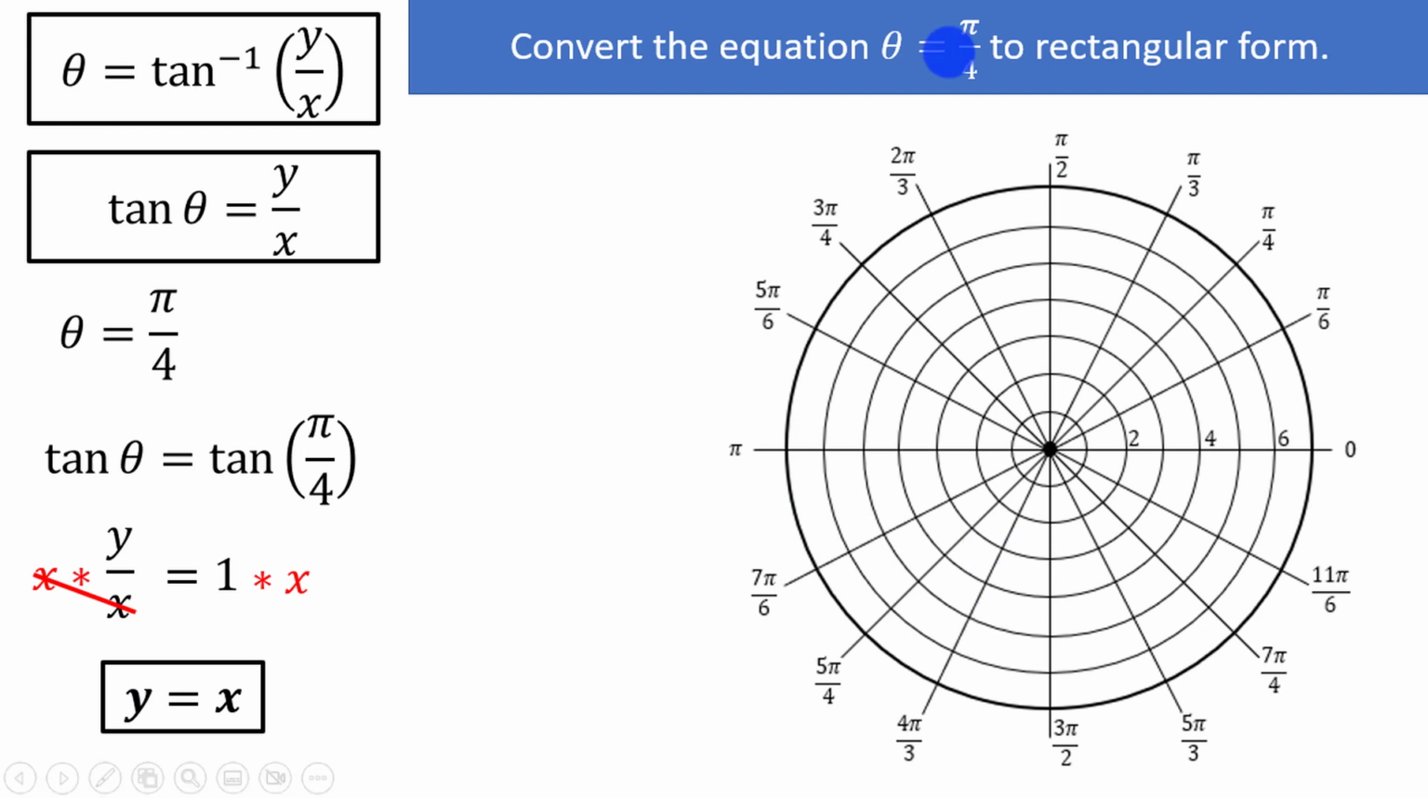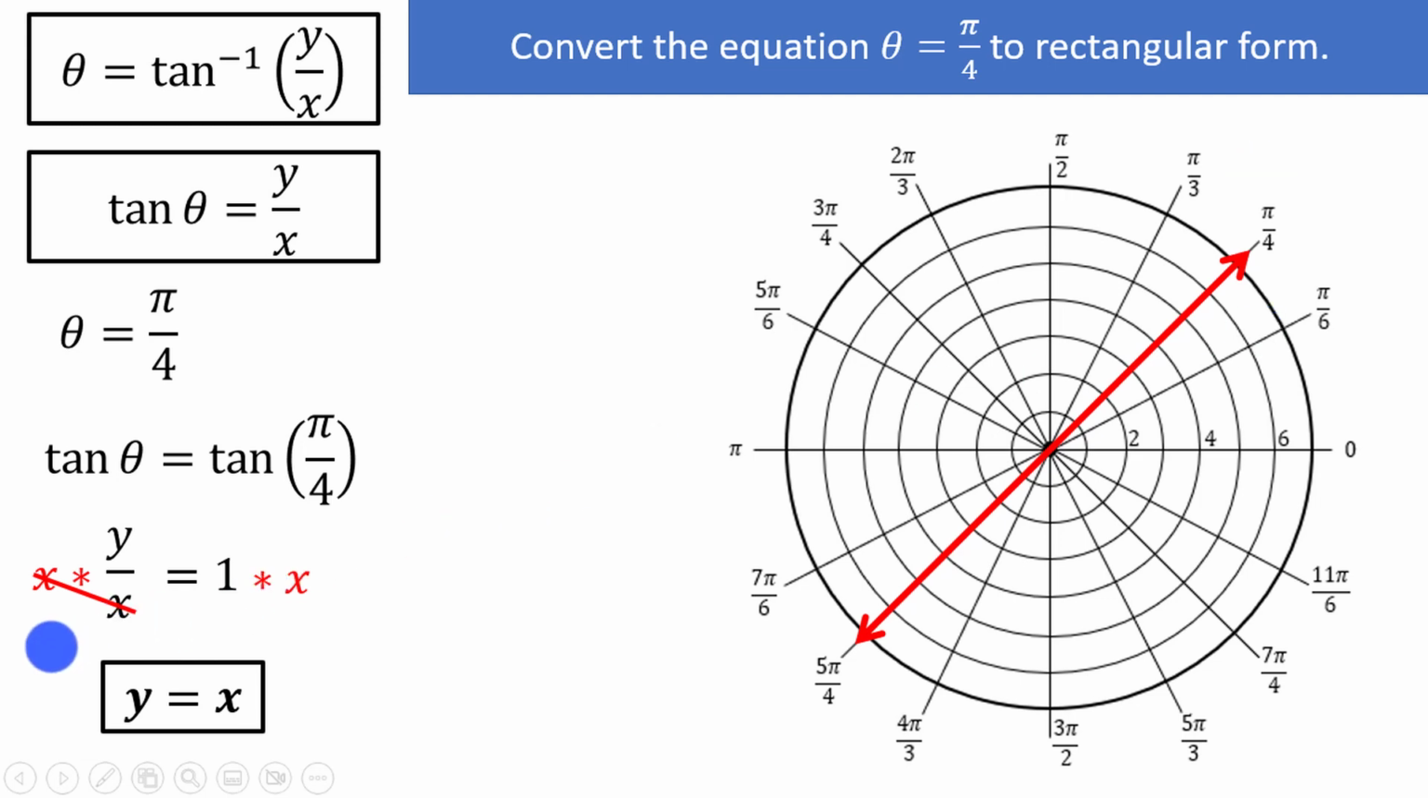One way is to think about the polar form. We are told that theta is equal to pi over 4, but we are not told the radius. There is no r in this equation. That means that r could be anything. All we know is that we have an angle of pi over 4. This is going to create a straight line at pi over 4 that looks something like this.